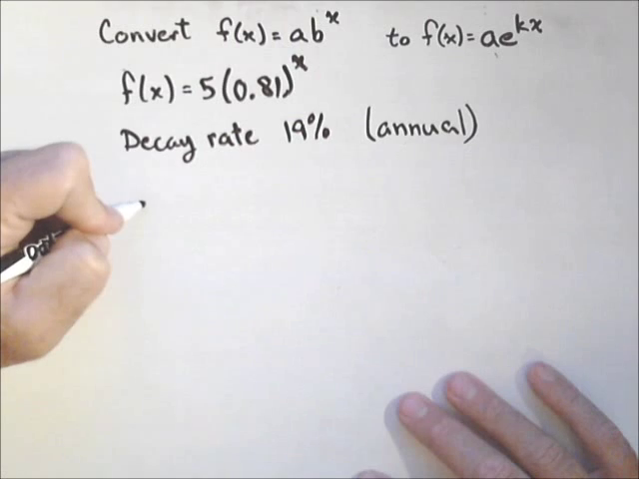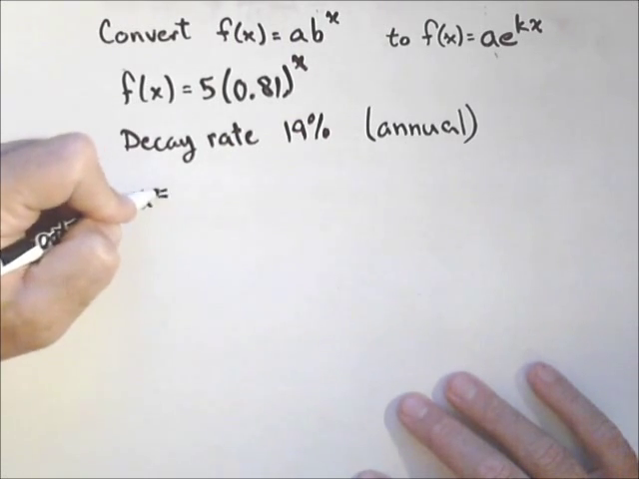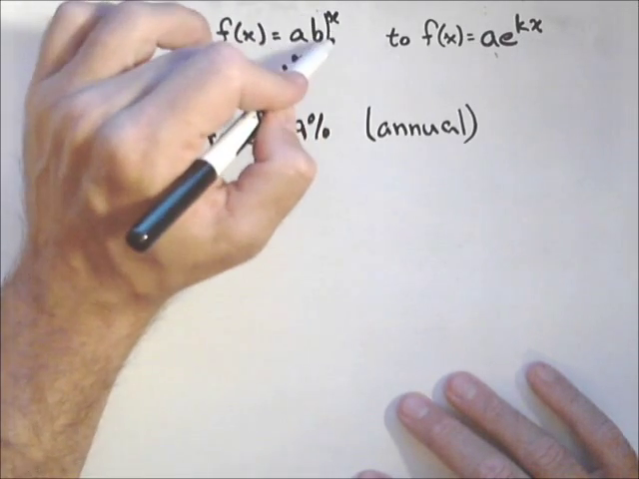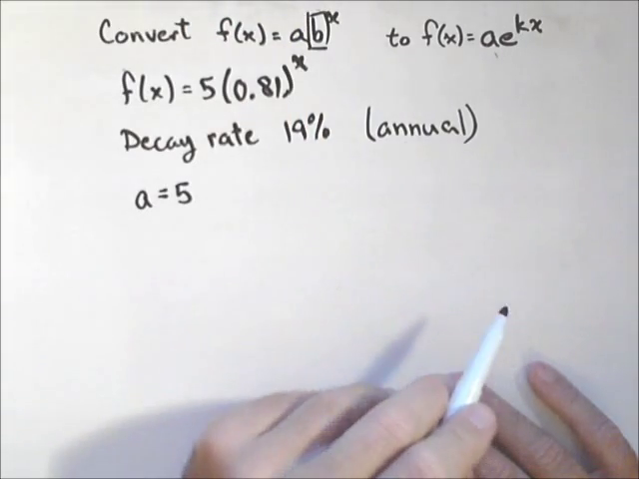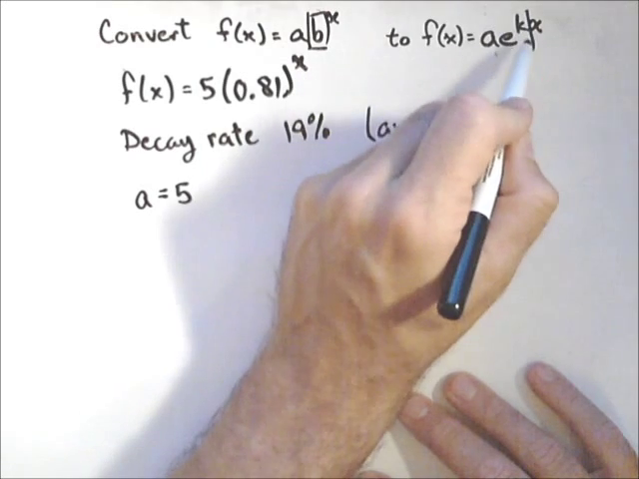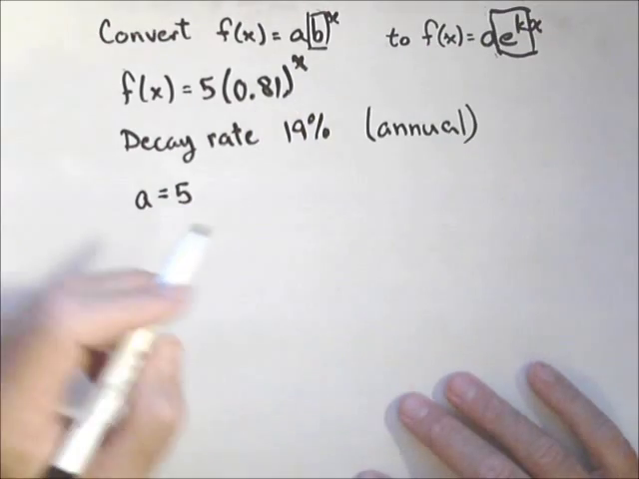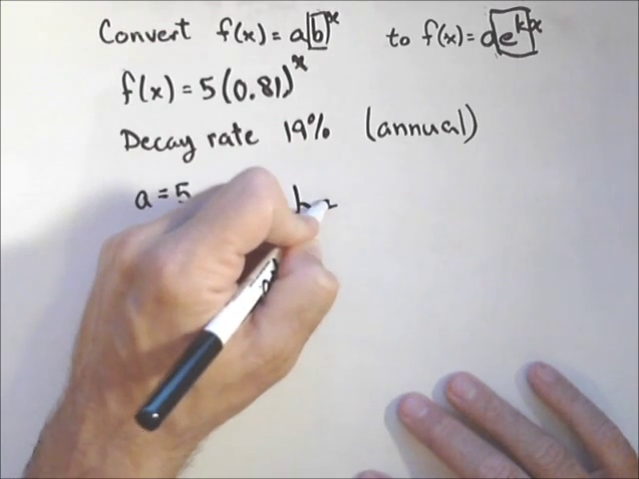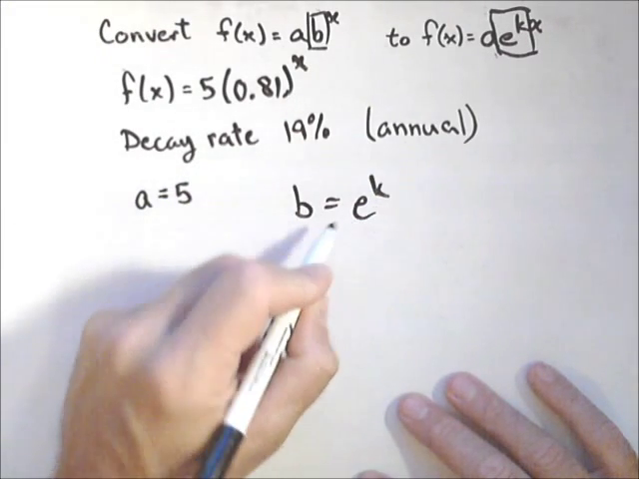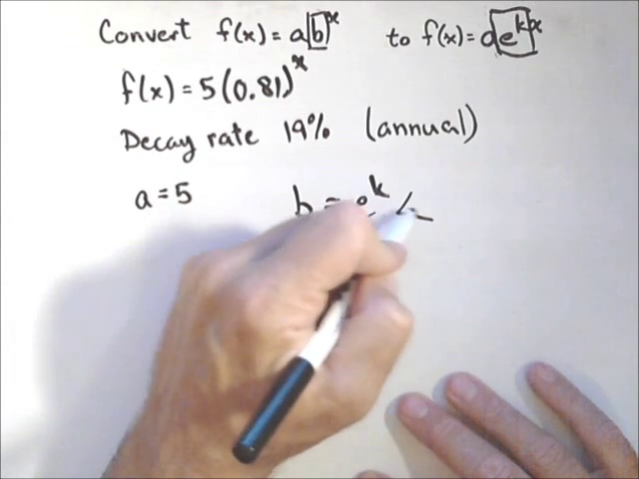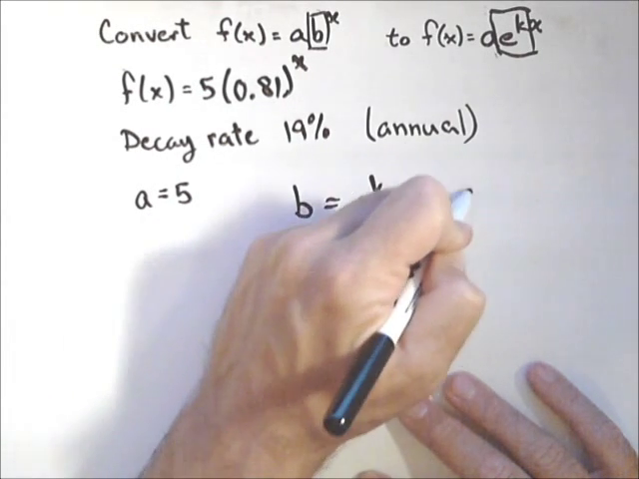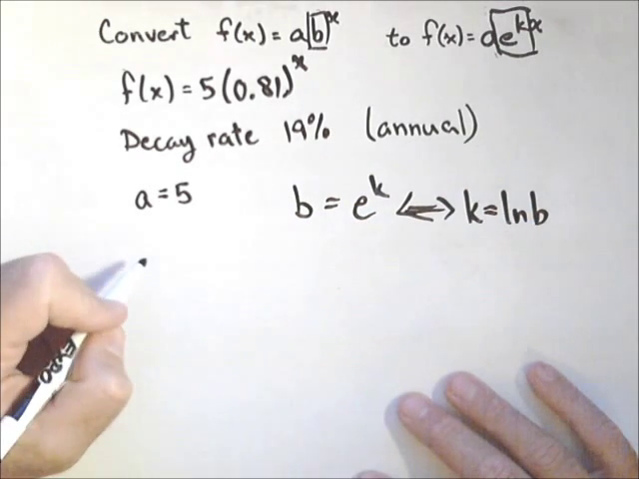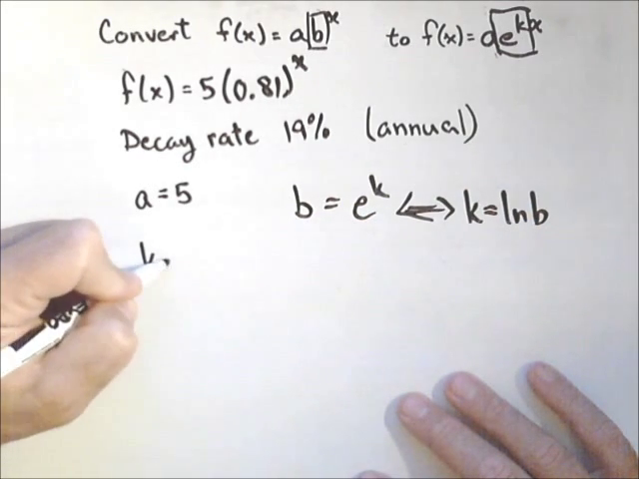Now, converting the forms, we already know that a is going to be 5. Now, we have to look at how these line up. So here we have the b in this form is equal to e to the k in this form. So, b equals e to the k. We can solve this with logarithms. This means that k equals the natural log of b. So k was the other part that we needed.